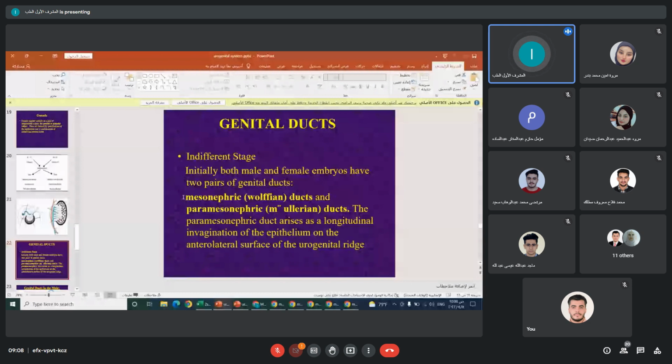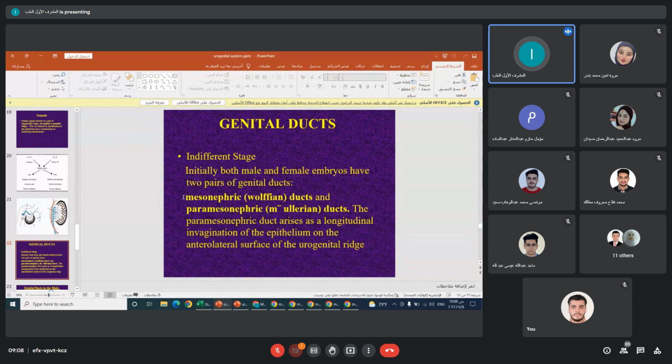A while ago we talked a lot about the mesonephric duct. I told you that later it will participate in the genital duct. Now it is time to talk about it. We have the mesonephric duct, and this will form the male genital duct, and we have the paramesonephric duct. Para means parallel. It's also called the Mullerian duct. The paramesonephric duct. Now we talk about mesonephric.